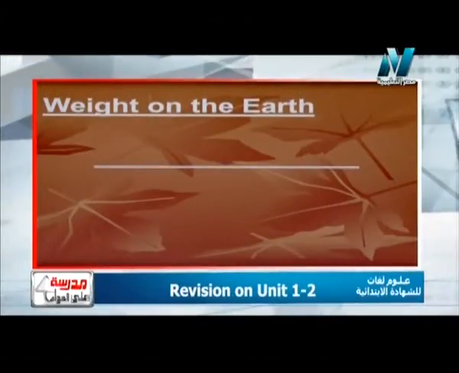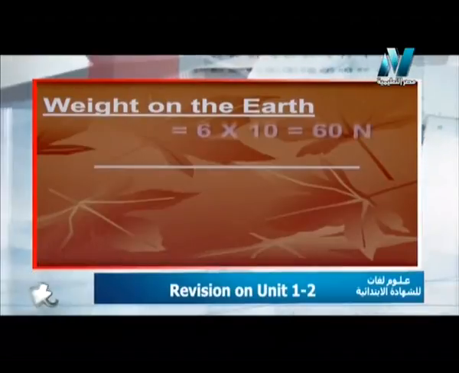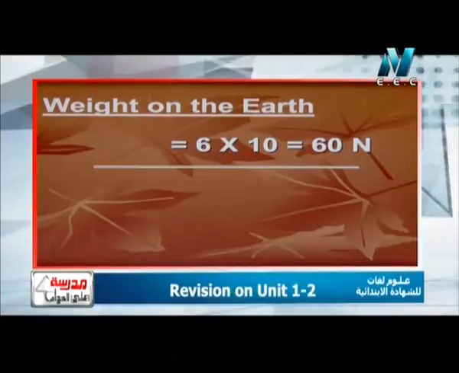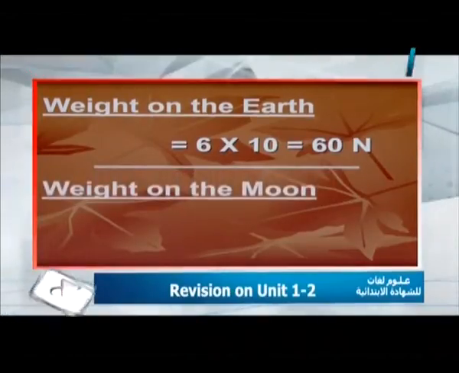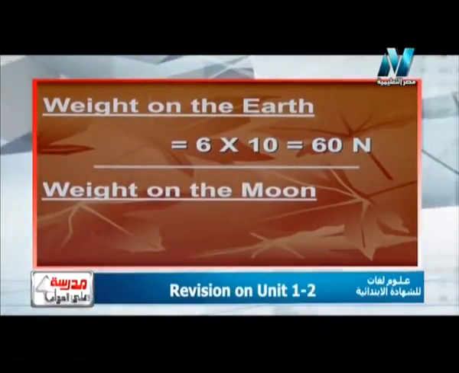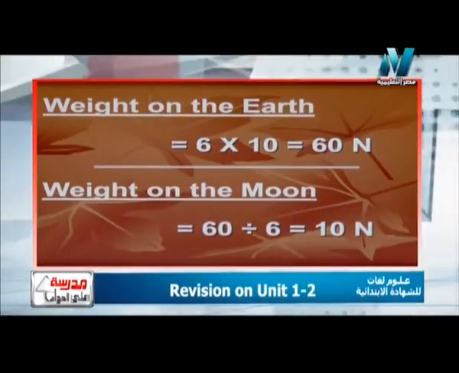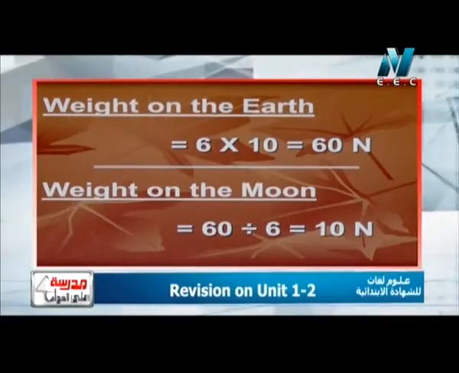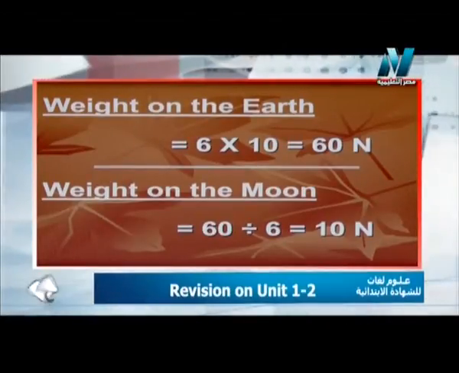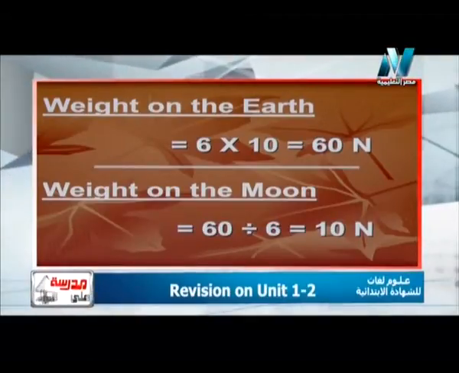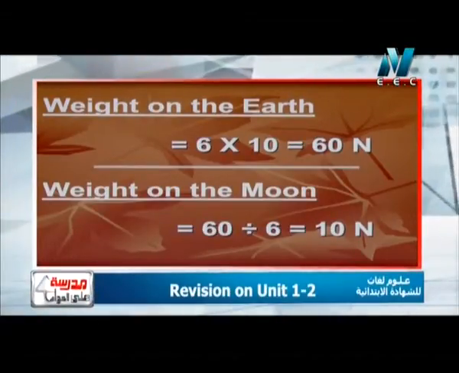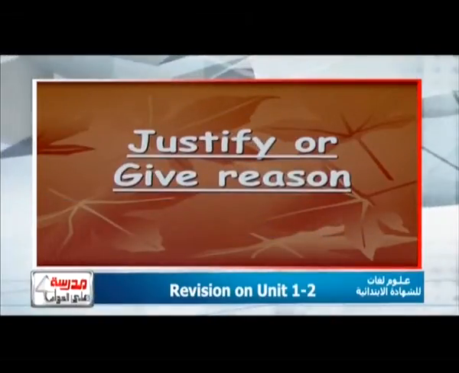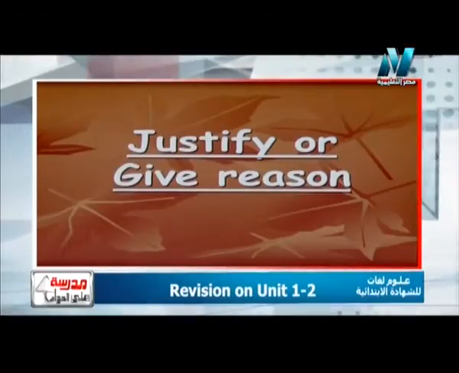To find the weight on the Earth, we multiply what? We multiply mass by 10. Mass here equals 6, times 10 equals 60 Newton. So what about the weight on the Moon? We divide the weight on the Earth by 6, so it will be 60 divided by 6 equals 10 Newton. So again, the two triangles of mass and weight are very important laws for answering any problem of mass and weight. Another question. The question says: justify or give reason.